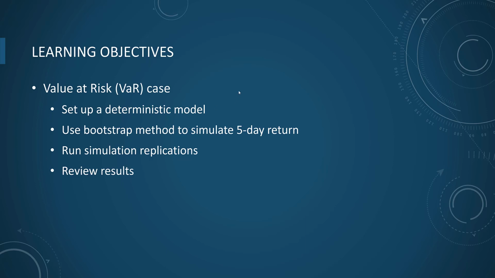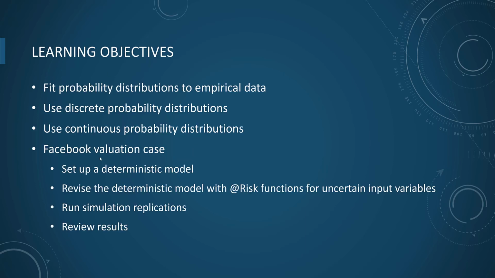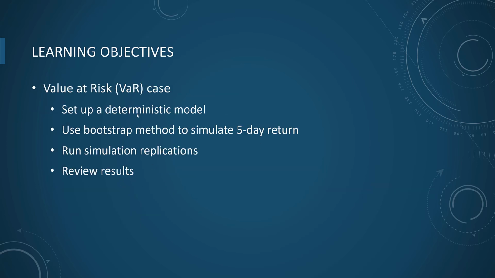Here, first, of course, we set up a deterministic model, and then we will use what is called the Bootstrap method to simulate 5-day return. There is a Bootstrap method available in @RISK. We'll talk about what Bootstrap is, and how you incorporate that in the simulation model. Then, of course, we'll run the replications and review the results. So we look at probability distributions, the Facebook case, and then the value at risk case in this chapter.